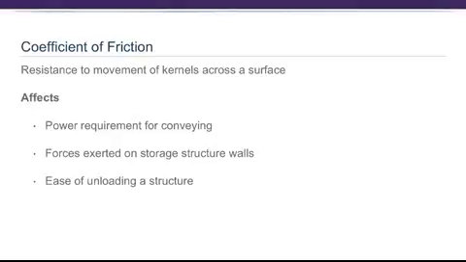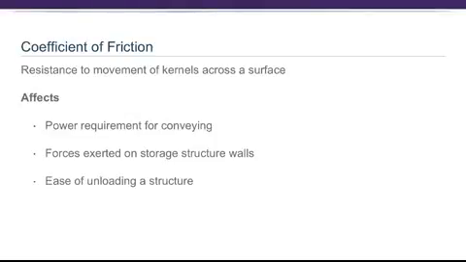Coefficient of friction has to do with the resistance to movement of kernels across a surface. If we put some kernels on a flat piece of metal and then began to gradually lift up one edge of that metal so that we created an incline, at a certain point in time the kernels would begin to move over that surface, and that's a reflection of the amount of friction between the grain kernels and that surface.